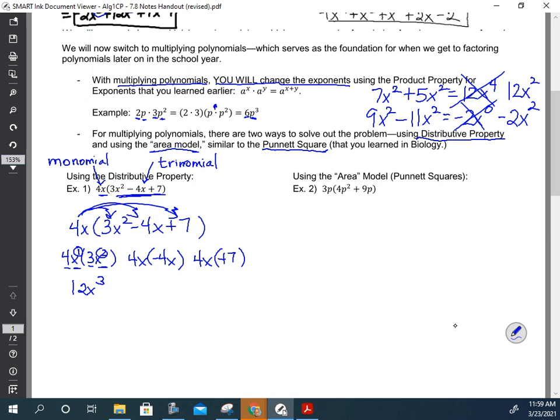Let's keep going then. 4 times negative 4 is negative 16. What's x times x? X squared. Keep the variable, add the exponents. Remember, multiplying, you are adding exponents now.